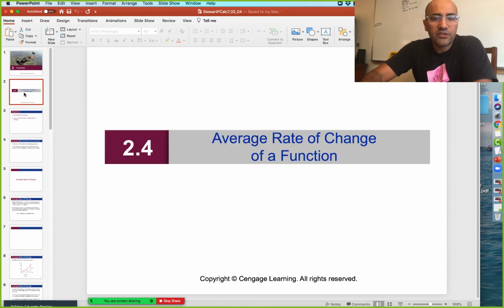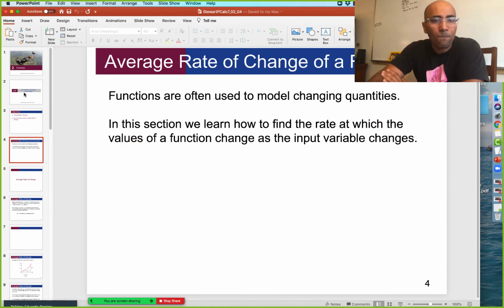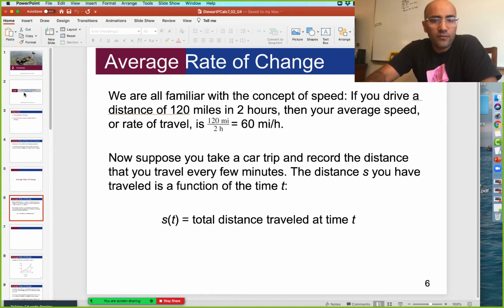Okay, chapter 2, section 4 is on the average rate of change of a function. Easy stuff. We're going to talk about the average rate of a function, and we're going to look at the average rate of change for a linear function, and note that they have a constant rate of change. Just underline that. Okay, functions are often used to model changing quantities. In this section, we'll learn how to find the rate at which values of a function change as the input variables change. Okay, so we're all familiar with the concept of speed.